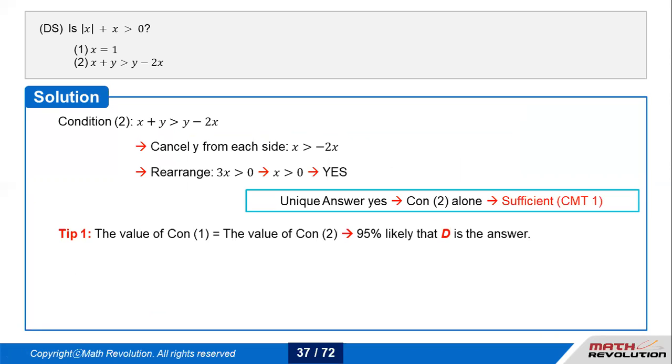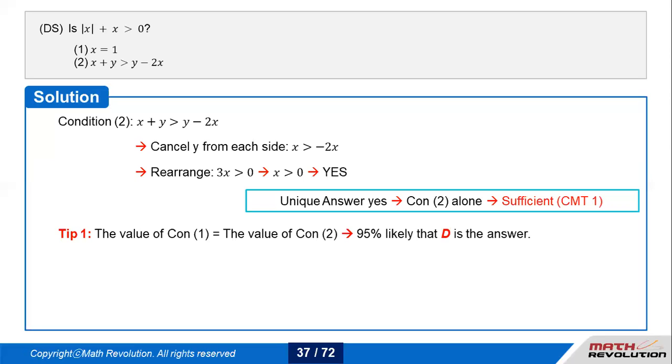So over here, what you're getting is that condition number 1 and condition number 2, the value for both is similar. Whenever condition number 1 and condition number 2 give you similar values, that means D is the answer. In 95% of cases, you could see this.